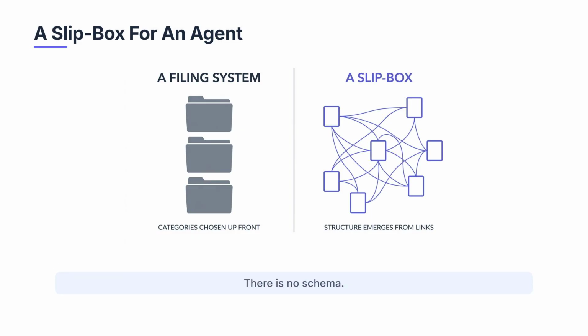There is no schema. There are no categories chosen up front. Structure emerges from what gets connected to what. A-MEM's bet is that an agent's memory should work exactly like that.